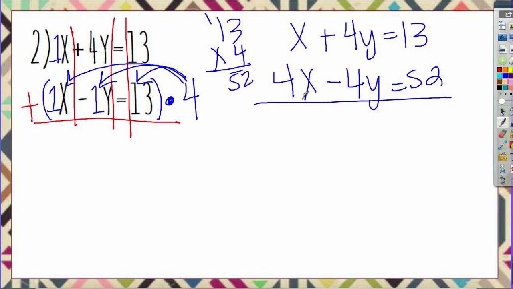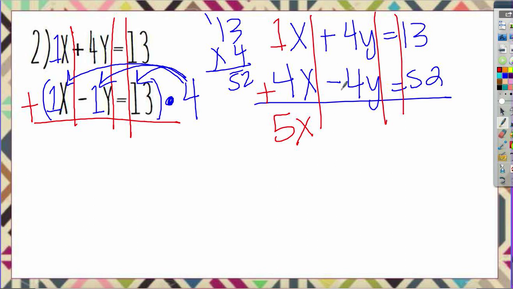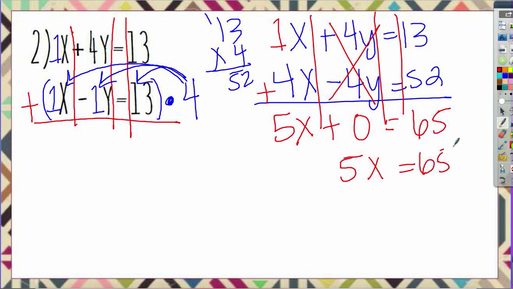And now we are still technically adding these two equations. They're lined up. We're going to see what we get. So 1x plus 4x gives us 5x. A positive 4y minus 4y completely cancels out, which is technically like a plus 0, equals 13 plus 52, which leaves us with 65. So we're looking at 5x equals 65. So when I divide both sides by 5, I find out that the x variable is equal to 13.